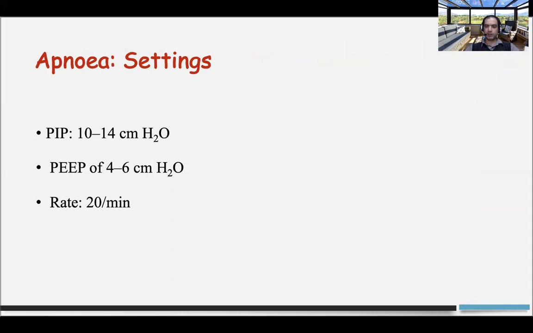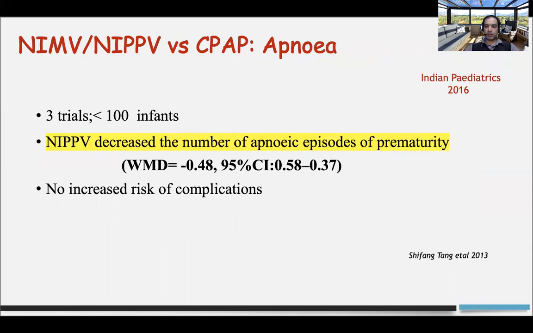In apnea, very minimal settings are used because the lungs are normal, and the evidence is usually limited. The last meta-analysis was published in Indian Pediatrics in 2016, and in this meta-analysis, the authors showed that NIPPV is associated with a decreased number of apneic episodes in premature babies, but there was quite a lot of heterogeneity among the studies. So more data, more evidence needs to be generated in this regard.